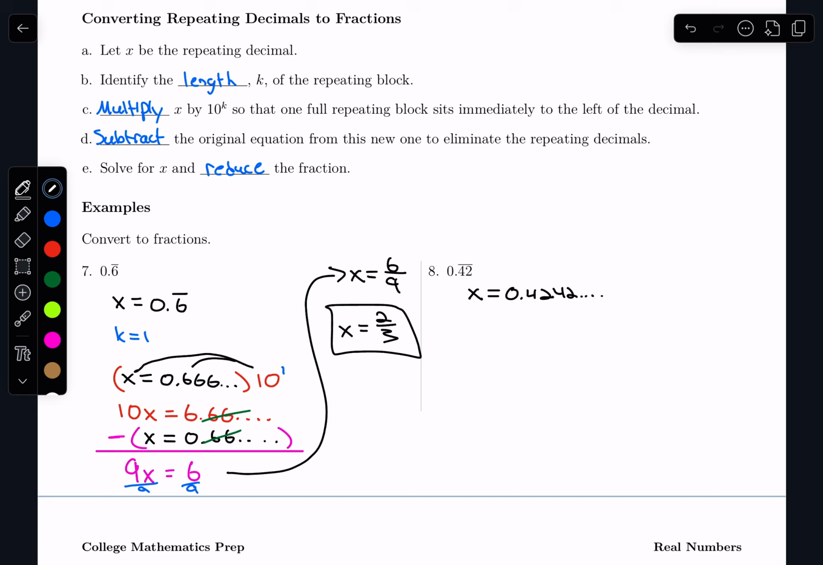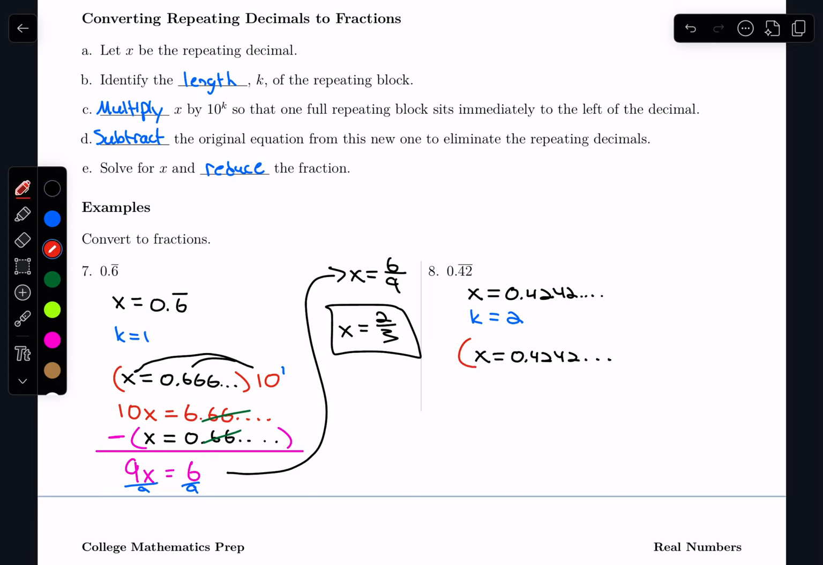Now, part 2, or step B, says identify the length of the repeating part. Underneath that bar is 2 digits, 4 and 2. So k equals 2 here because there are 2 digits that repeat. Part C says to multiply x by 10 to the power 2 in this case. So I'm going to take x equals 0.4242, where those 42's keep going.